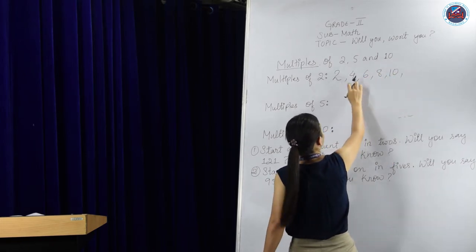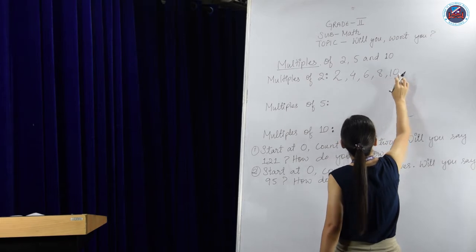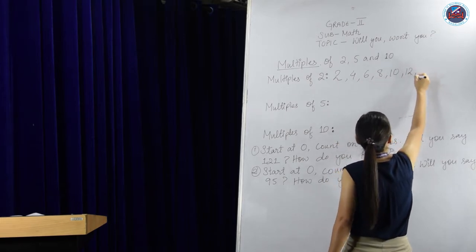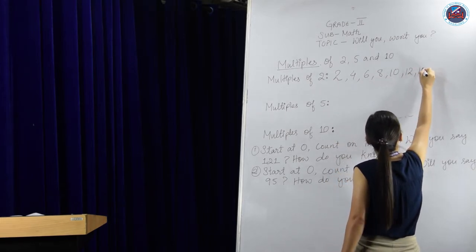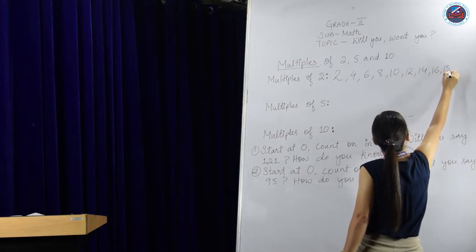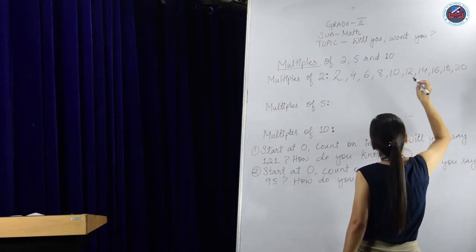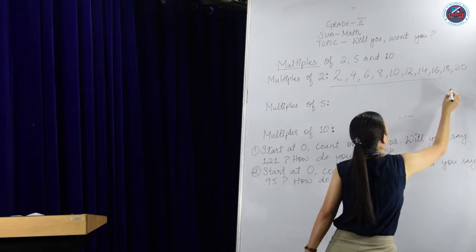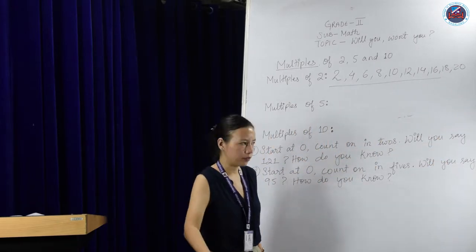That is 2 1s are 2, 2 2s are 4, 2 3s are 6, 2 4s are 8, 2 5s are 10, 2 6s are 12, 2 7s are 14, 2 8s are 16, 2 9s are 18, 2 10s are 20. So these are the multiples of 2. That's how it goes on.